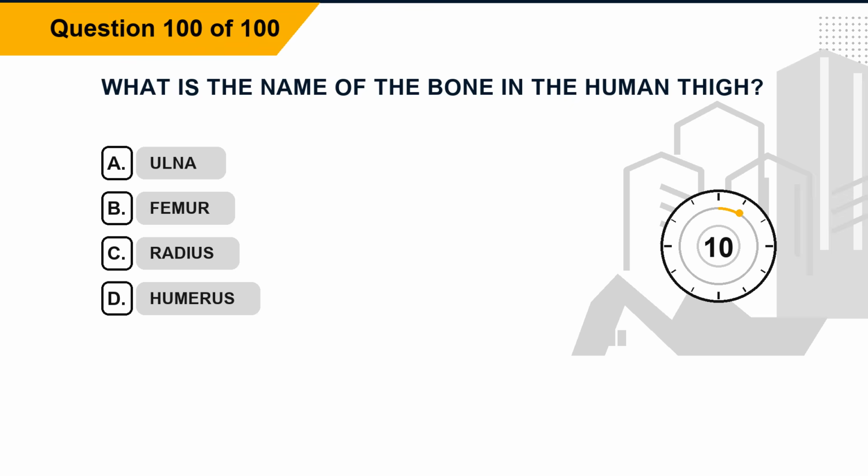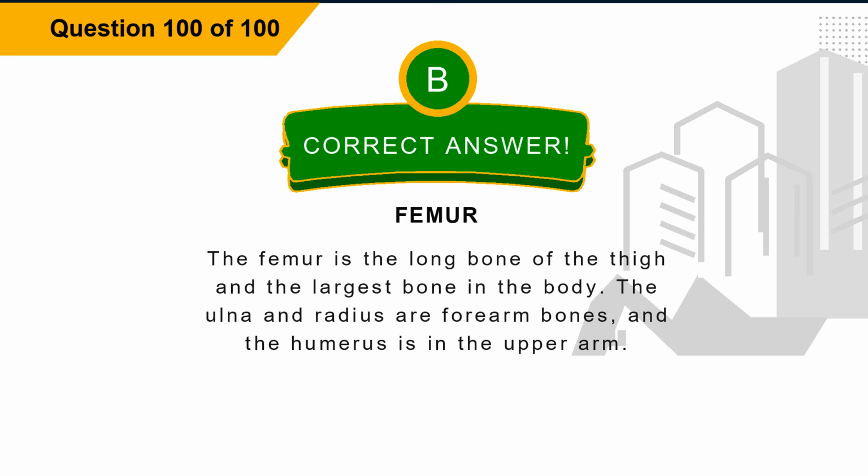Question 100. What is the name of the bone in the human thigh? Option A, ulna. Option B, femur. Option C, radius. Option D, humerus. The correct answer is option B, femur. Explanation. The femur is the long bone of the thigh and the largest bone in the body. The ulna and radius are forearm bones, and the humerus is in the upper arm.